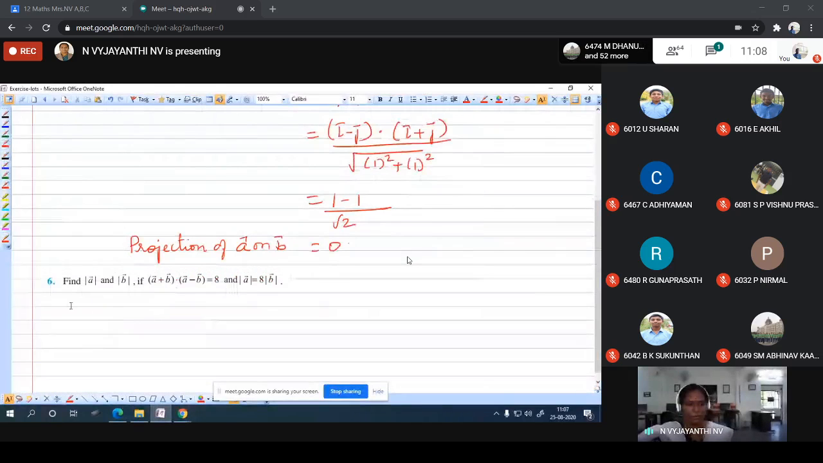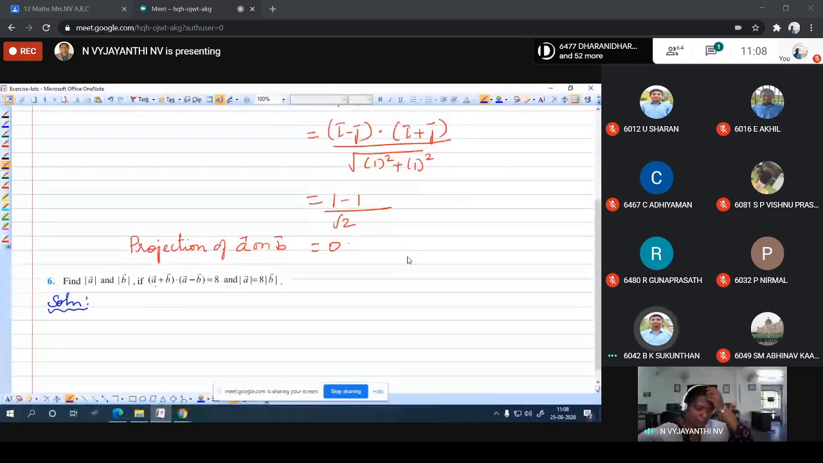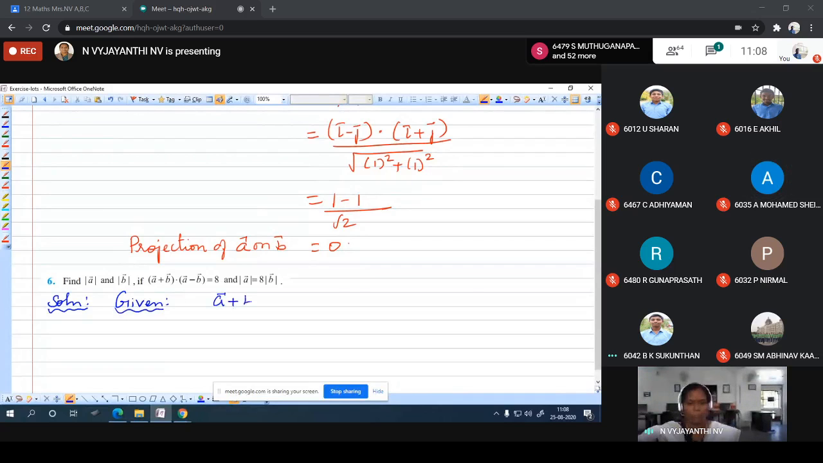If one of you can read out the question. Find the magnitude of A and B if A plus B dot A minus B is equal to 8.